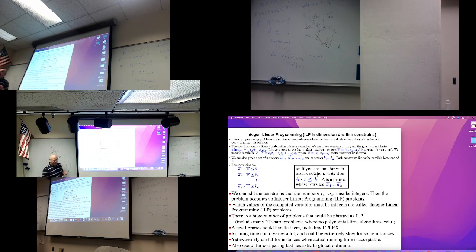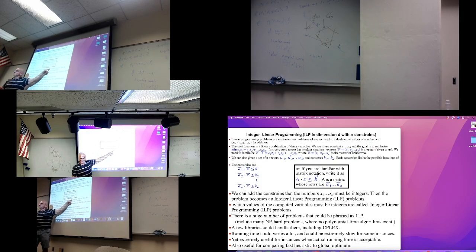What is ILP? ILP is the very same thing as an LP, 2 dimensions, higher dimensions, whatever, except that I can specify that, possibly all the xi's, possibly some of the xi's, up to me, must be integers. I don't want any float values for some of them. I want them to be integers.